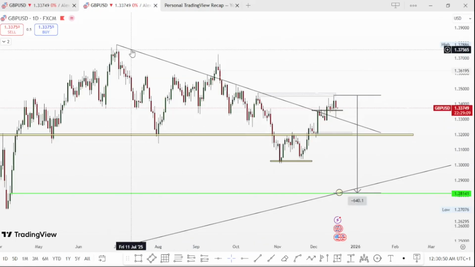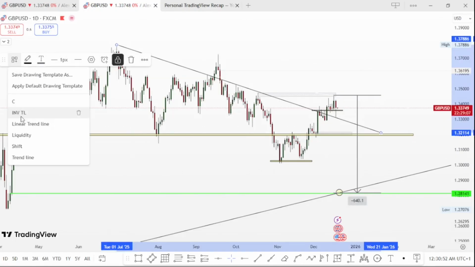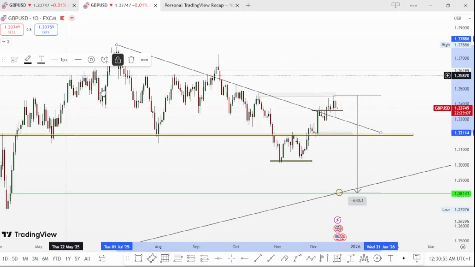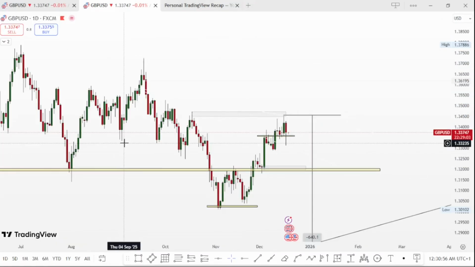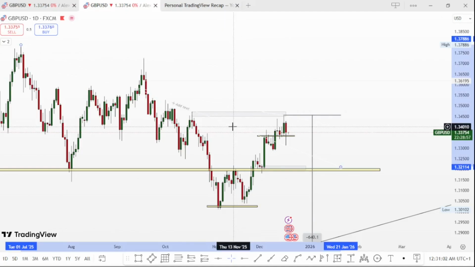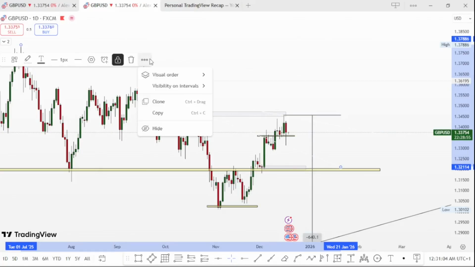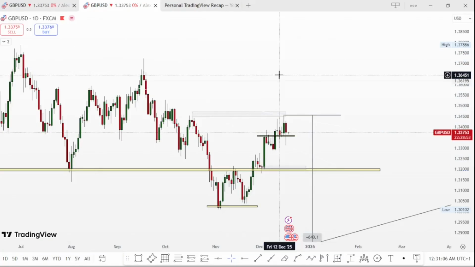Very simple on GBPUSD. So let me hide this guy. Just hide all of them. Send to the back. I don't want it to be showing. Guys, you have to love TradingView. Very, very nice, guys.